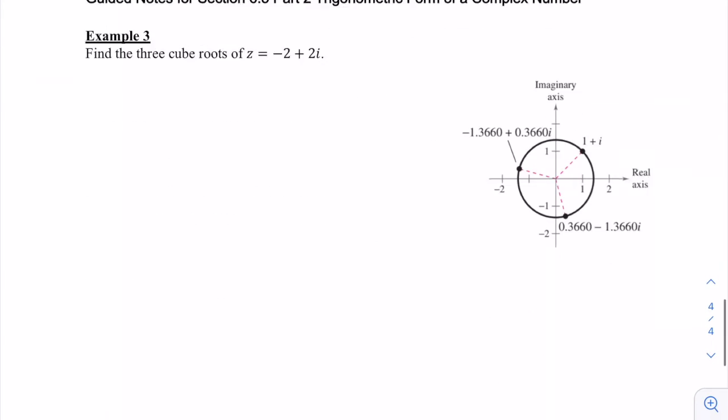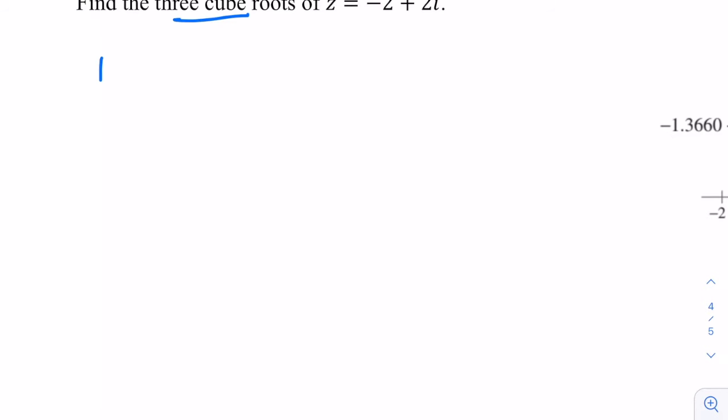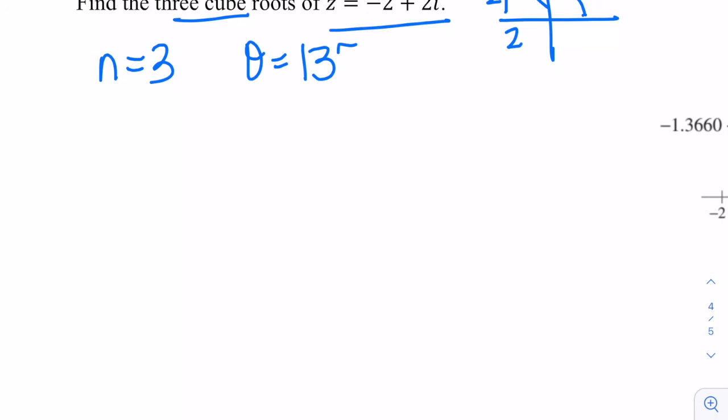Now for our final example. For this one, we're going to find the 3 cube roots. So our n is 3 for this complex number, -2 plus 2i. We know that that would take us into the second quadrant. And if this is 2, -2, this must be 135. So our angle is 135, or you could say 3 pi over 4.